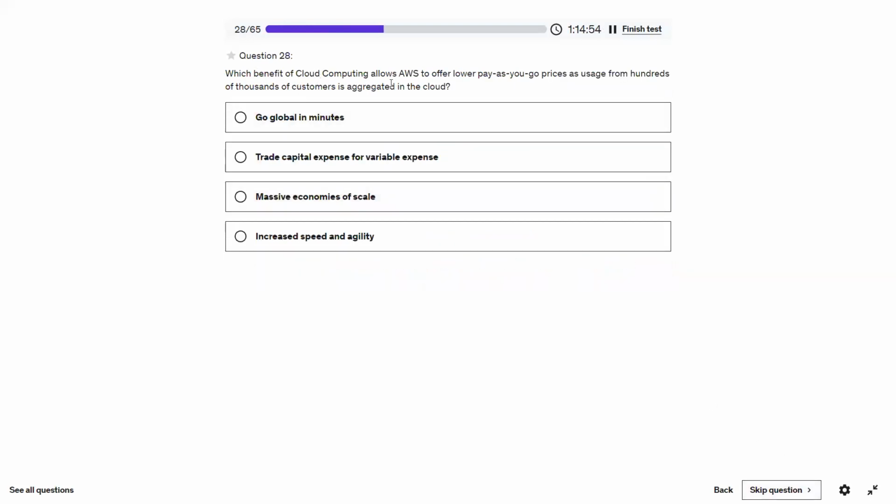Which benefit of cloud computing allows AWS to offer lower pay-as-you-go prices as usage from hundreds of thousands of customers is aggregated in the cloud? So what is the benefit? This is massive economies of scale. How is AWS getting the benefit? They hire one server, and within that one server they give a few chunks to multiple hundreds of thousands of customers. So they are getting massive economies of scale. This is what they want to ask in the question.